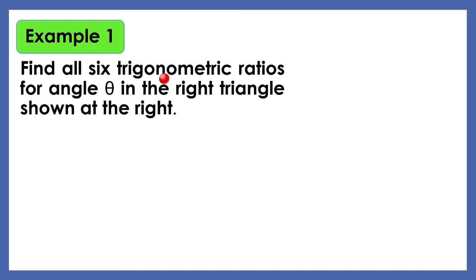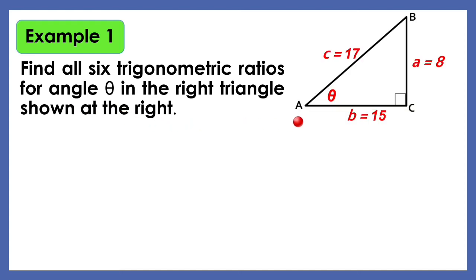Find all 6 trigonometric ratios for angle theta in the right triangle shown at the right. This is our figure. We have right triangle ABC with right angle C. Ang given natin, A equals 8, yung isang leg, B equals 15, yung another leg, and C equals 17, the hypotenuse. And this is our reference angle. Yung angle A, siya yung ating angle theta.